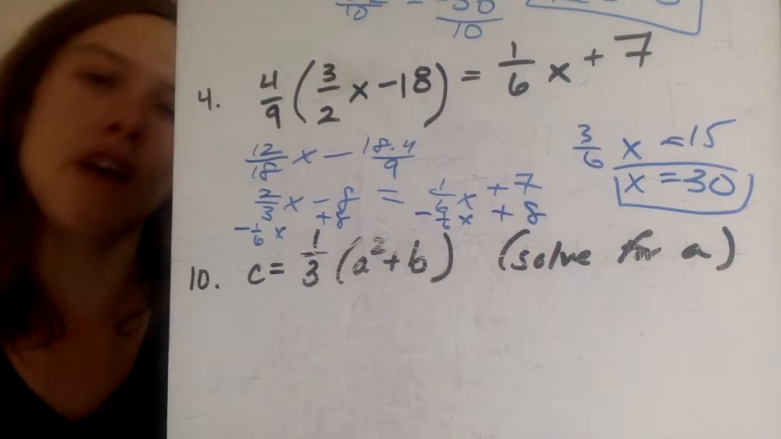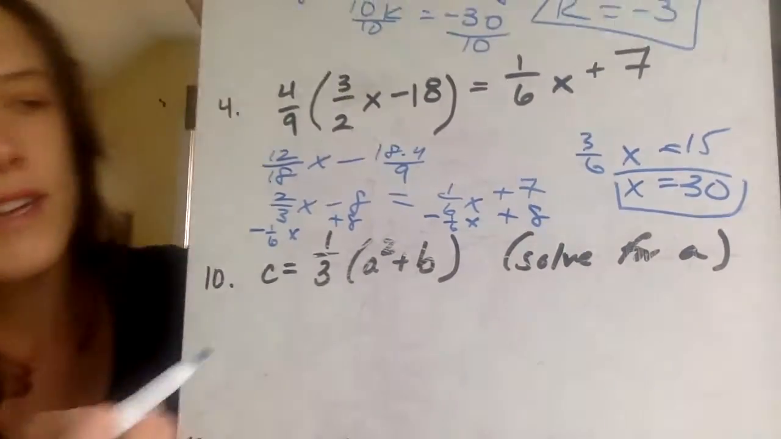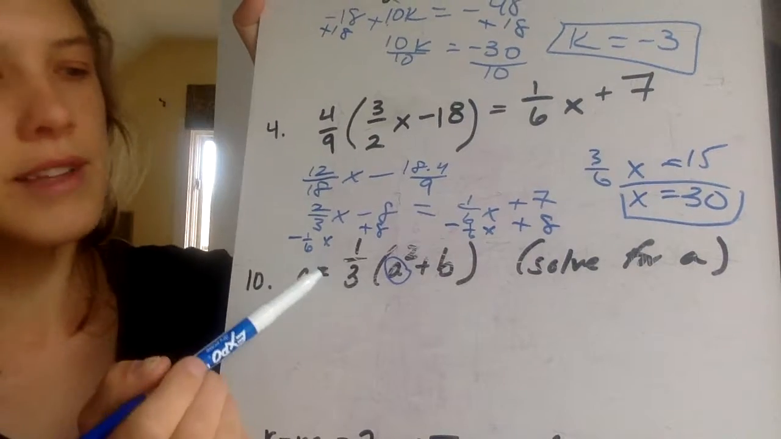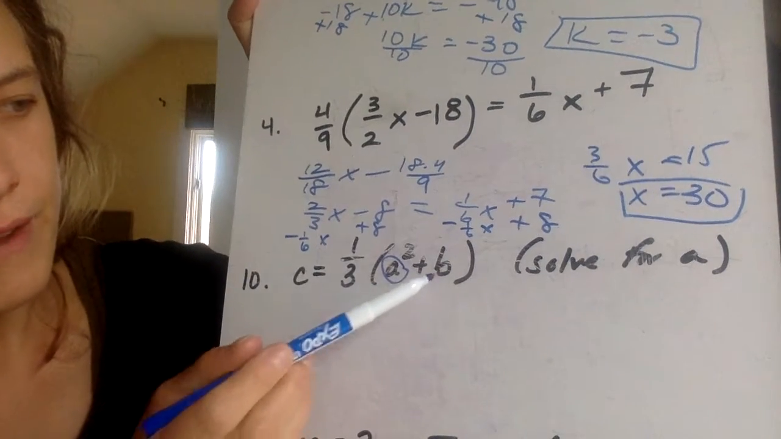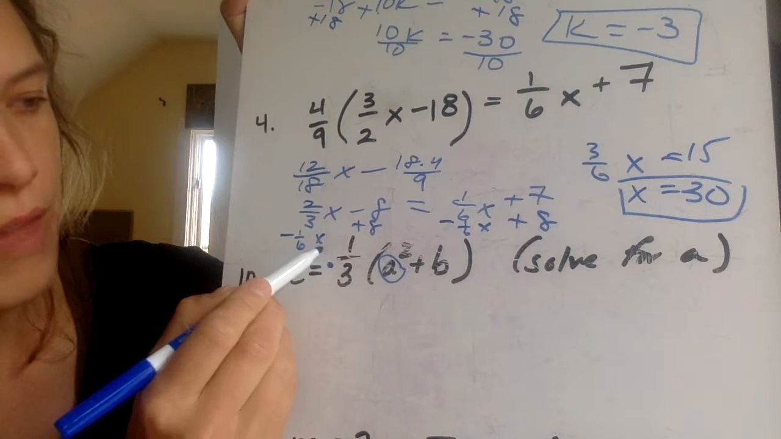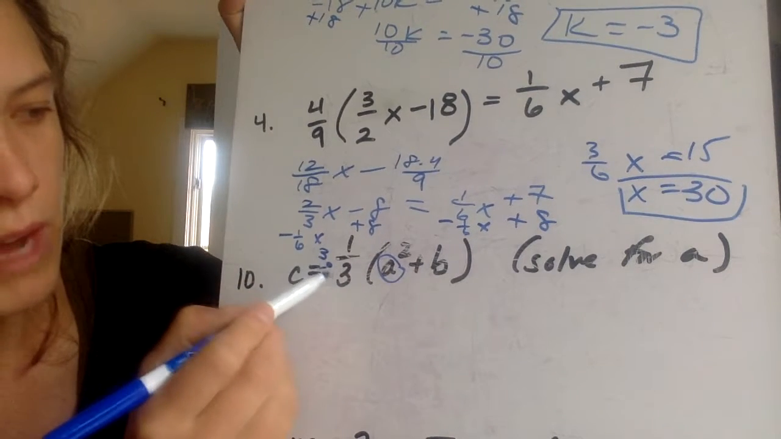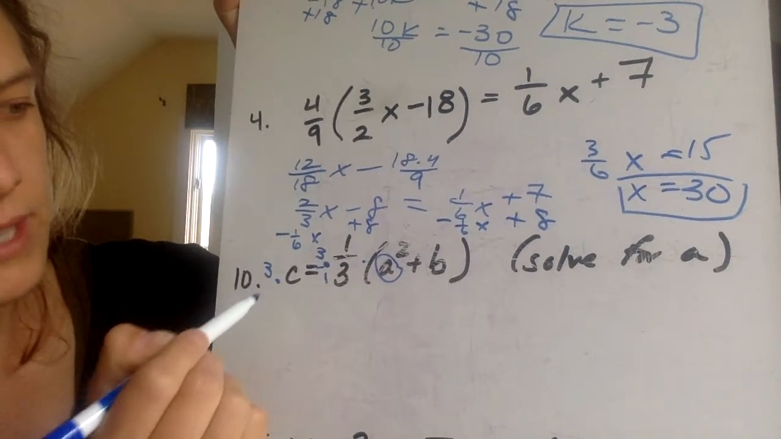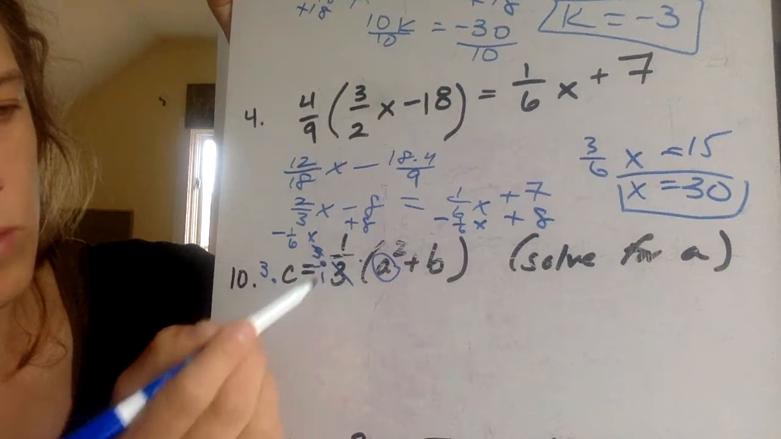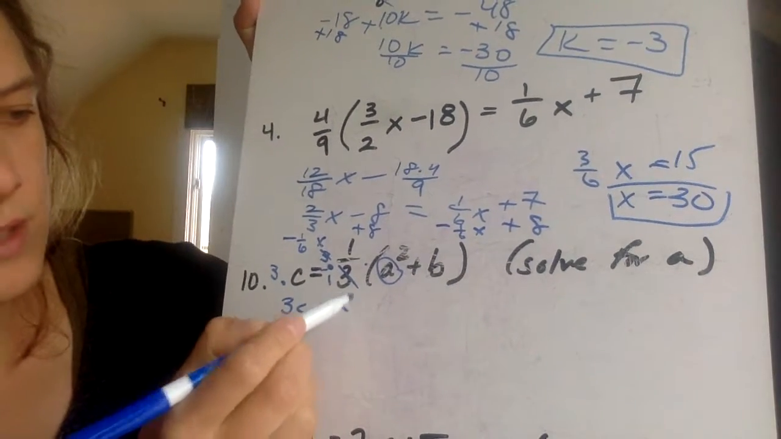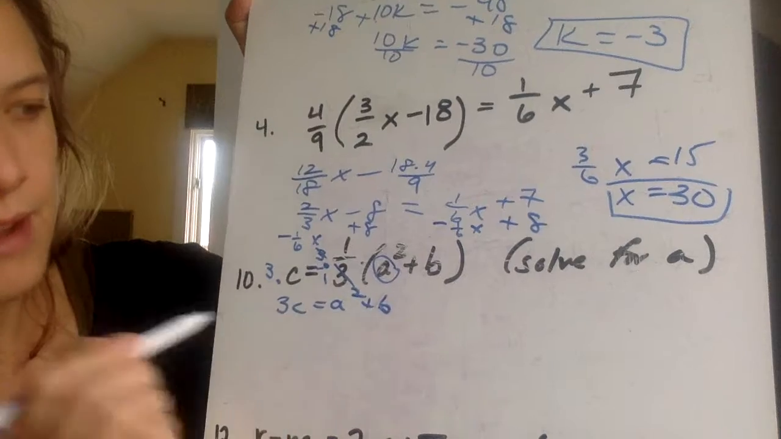So in 10, we're solving for a. And what I'm going to do first is I'm just going to circle what I'm solving for, so I can see that it's already fairly isolated. So my first step here should be to multiply the whole thing by 3 over 1, because this is being multiplied. So I multiply both sides by 3. That cancels this 1/3. And I have 3c equals a squared plus b.